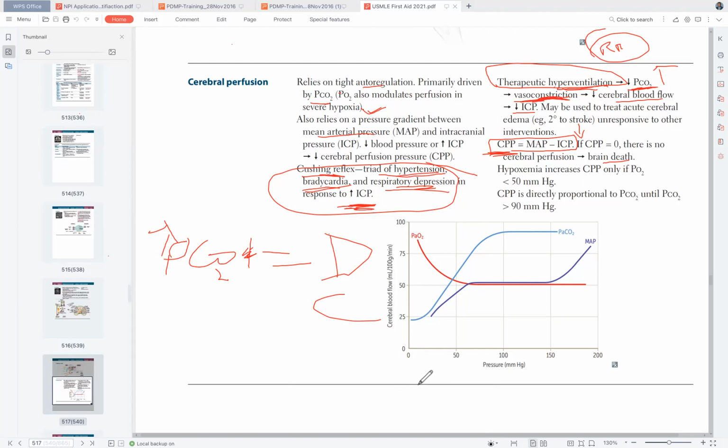And looking at the graph, for cerebral blood flow, if we increase carbon dioxide, then we have increased cerebral blood flow. Increasing carbon dioxide increases cerebral blood flow, and decreasing oxygen means that we are increasing carbon dioxide. So it goes hand in hand.